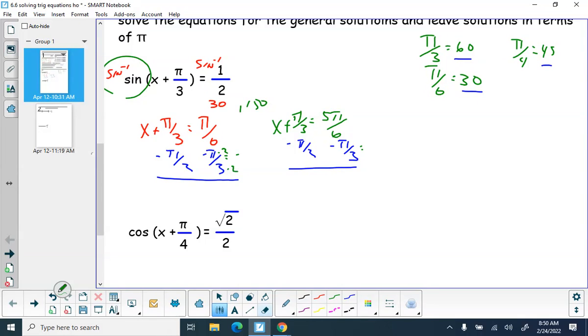So we have negative 2 pi over 6. So I have pi over 6 minus 2 pi over 6. So we have a negative pi over 6. And my negative 2 pi over 6 will come over here also. So I have 5 pi over 6 minus 2 pi over 6, which will give us 3 pi over 6, which is pi over 2.